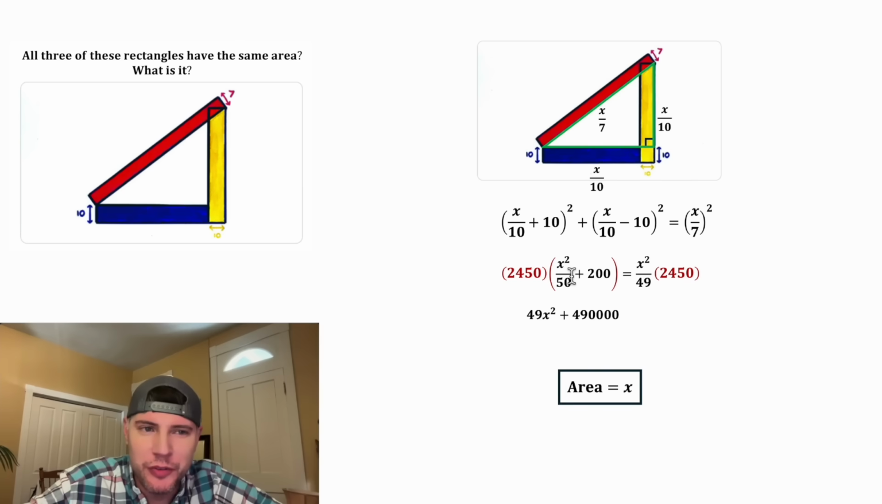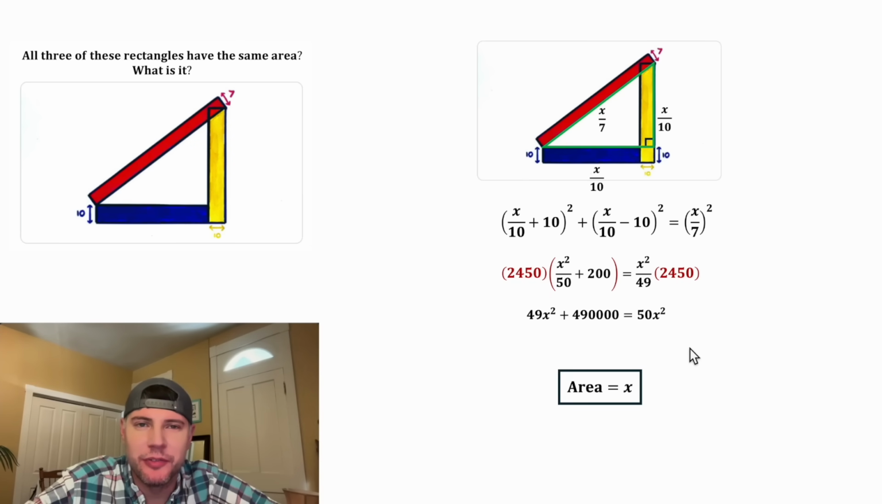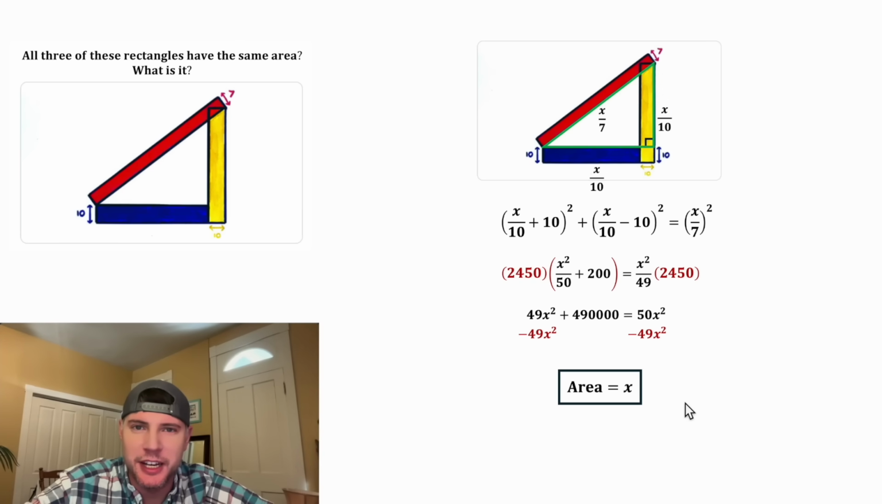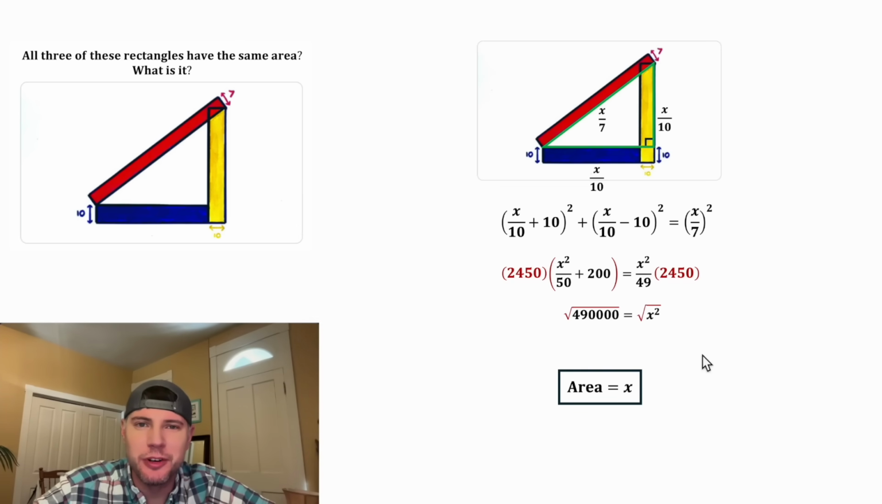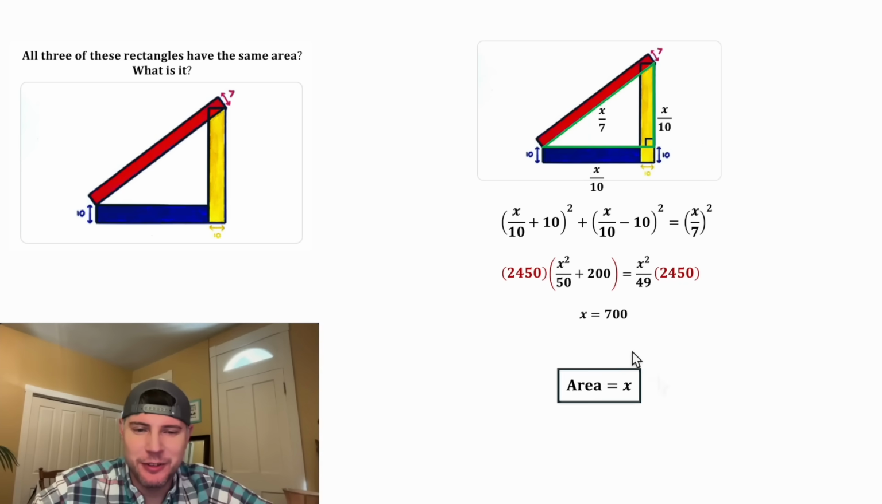On the left-hand side, this 2,450 is going to distribute to each of these terms. 2,450 times x squared over 50 is equal to 49x squared, and 2,450 times 200 is equal to 490,000. And then on the right-hand side, x squared over 49 times 2,450 is equal to 50x squared. From here, we can get the x squareds to one side of the equation by subtracting 49x squared from both sides. On the left-hand side, these are going to cancel each other out, and on the right-hand side, 50x squared minus 49x squared is equal to 1x squared. And then to solve for x, we can take the square root of both sides. The square root of 490,000 is equal to 700. And since x is a positive value, the square root of x squared is equal to x. And now we have our value for x, which is the area.